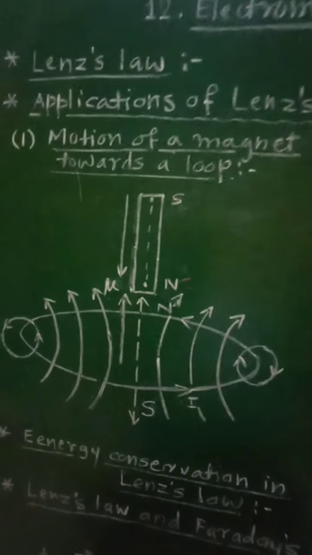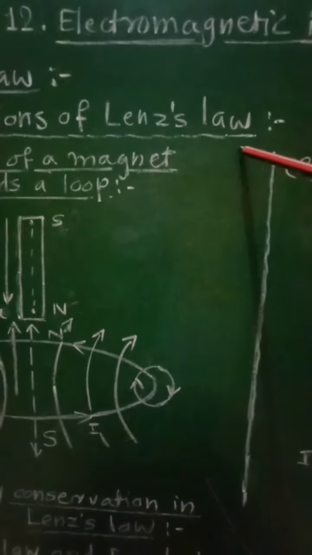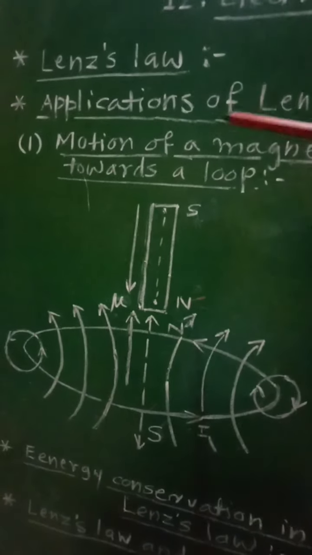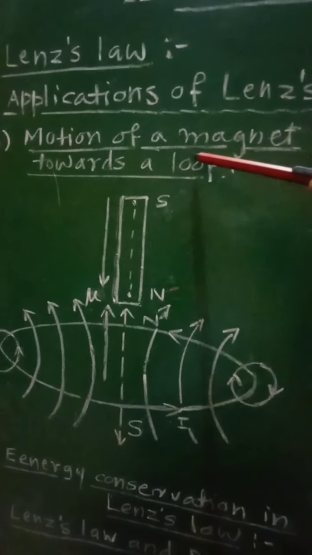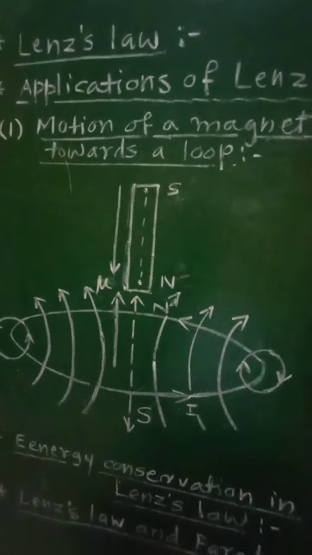Now let us see some of the applications of Lenz's law. The very first application is the motion of a magnet towards a loop.